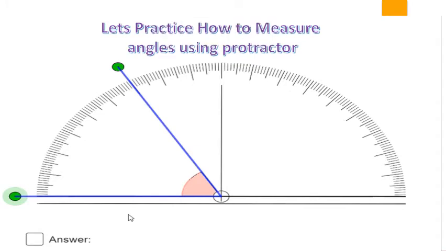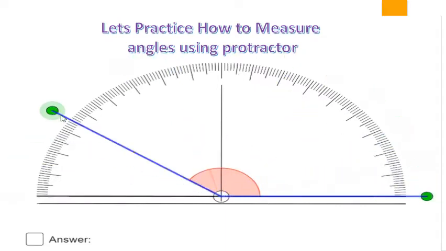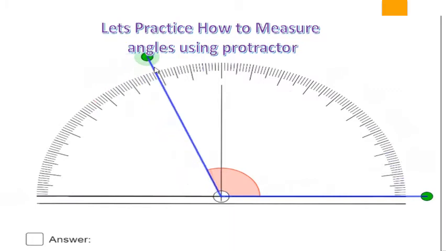Let's practice how to measure angles using protractor. See this is the protractor and calculate the angle. Here the blue lines, two arms are there and this is an angle. How to calculate? Just see that. 10, 20, 30, 40, 50, 60. Answer is 60 degrees. Now straight angle 180 degrees. Let's calculate the obtuse angle. From baseline onwards 10, 20, 30, 40, 50, 60, 70, 80, 90, 100, 110.